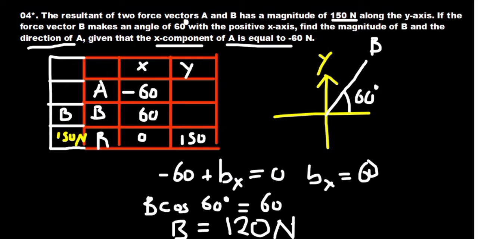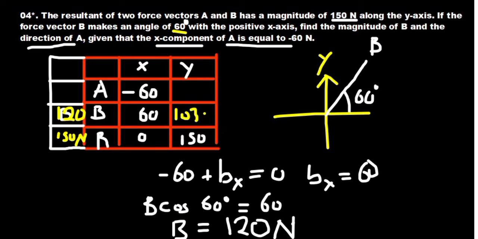Let's indicate what we've already found. We've found the magnitude of B. It's 120. So how do we find the y component now? It's going to be 120, and the angle in the question was given to be 60. So it's going to be 120 sine 60 for the y component, which is 103.9. I'll indicate that.